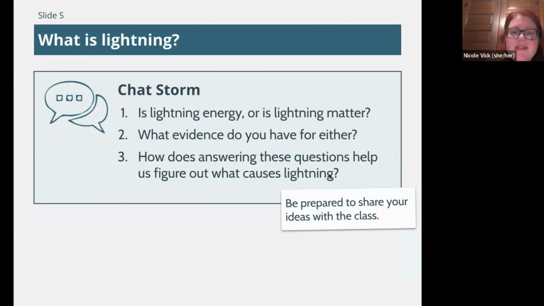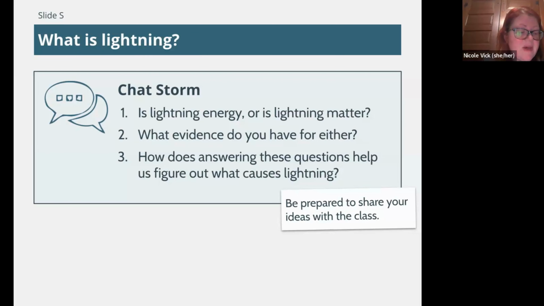So again, we're going to do this as a chat storm, and we're going to have you answer all three of the questions. So again, I'll give you about 30 seconds to type them in. And then after that 30 seconds, I'll tell you when to push enter. So to help us out, make sure to put 1, 2, and 3 with your answers.